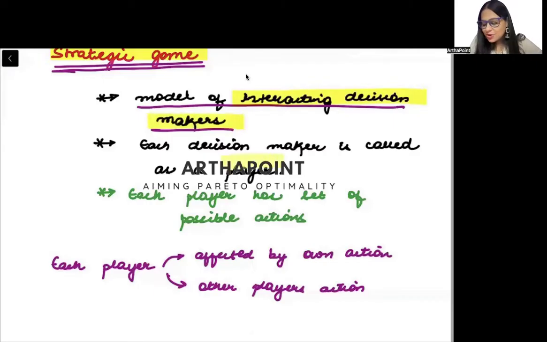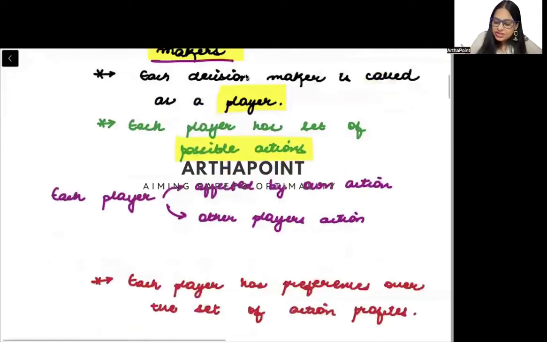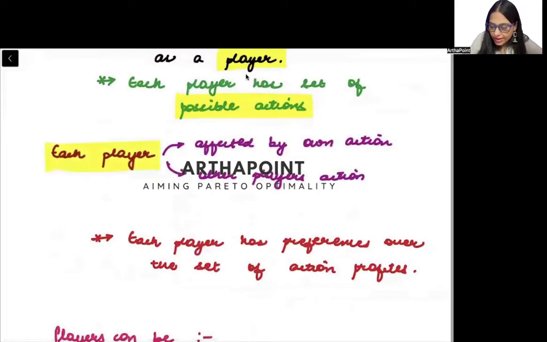These decision makers are called players. Players have a possible set of actions. Each player is affected by its own action and also by the other players' actions.